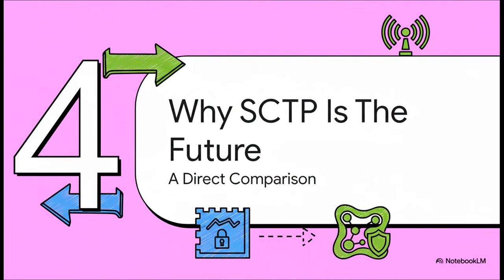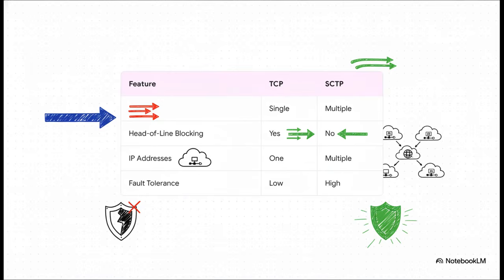So when you put all of this together, why is it such a big deal? Let's do a really quick side-by-side comparison to see exactly why people are calling SCTP the future. This table really lays it all out, doesn't it? With TCP, you get one single stream. SCTP gives you multiple. TCP gets stuck with head-of-line blocking, but SCTP, nope, problem solved. TCP is locked into one IP address for a connection, while SCTP's multihoming feature lets it use several. And the end result? A huge leap forward in how stable and reliable our connections can be.